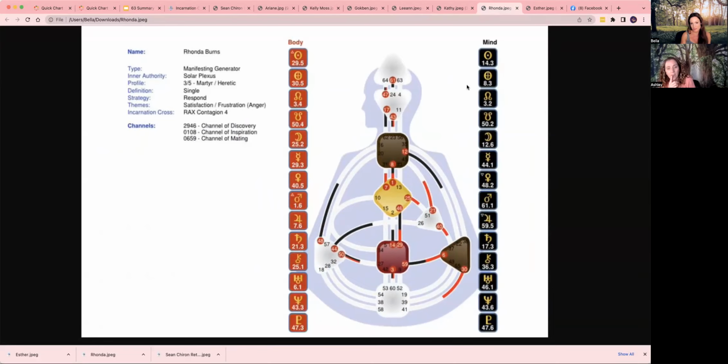3-5 has that trial and error feeling. Let me look at this really quick. 59, transparency in the 5th line. There's some powerful barriers you're breaking down. You have the whole channel of mating. And with the 17 as your Saturn, being able to hold multiple perspectives and trial and error in the 3rd line as well. So how is Saturn going to show up?